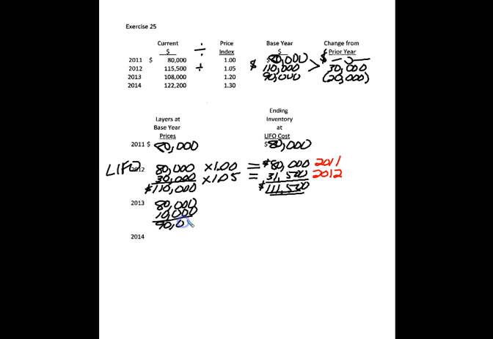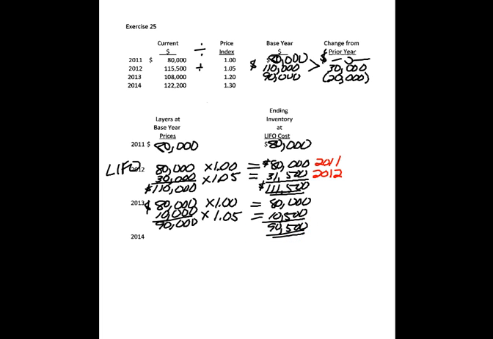And again, I'll end up with $90,000, and that agrees with my base year. So my layers total up to the 90,000. Okay, then I just assign the 80,000 came out of 2011, so that's $80,000. And this second layer came out of 2012 at 1.05 for 10,500. So 90,500.